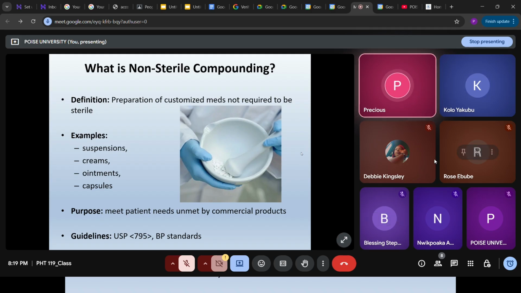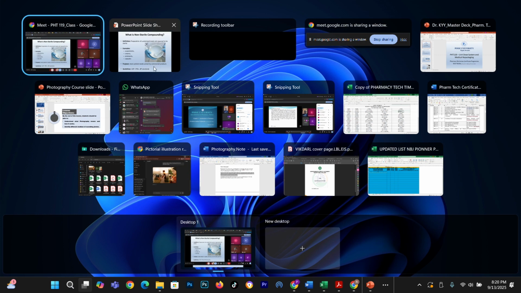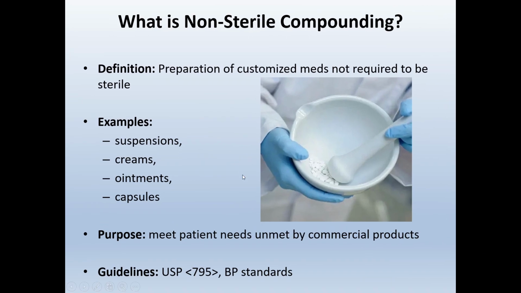Yes, non-sterile refers to an environment or object that is not completely free from microorganisms, such as bacteria, viruses, or fungi. Good, absolutely. So which will mean that sterile is vice versa. It's an environment that is free from microorganisms. Absolutely. Good. Thank you, Precious. That was a very good one. So, she just explained that to us.